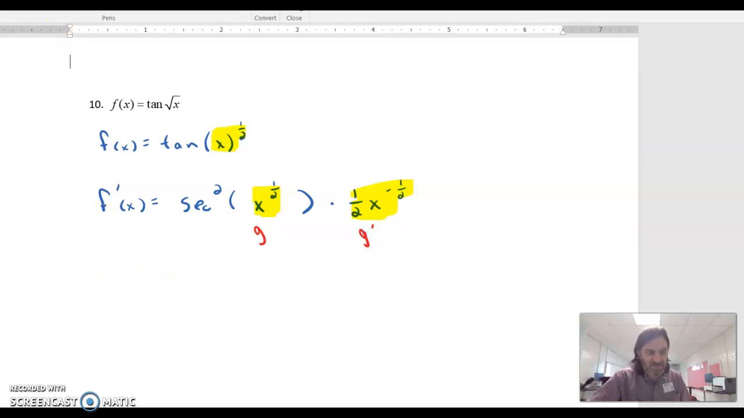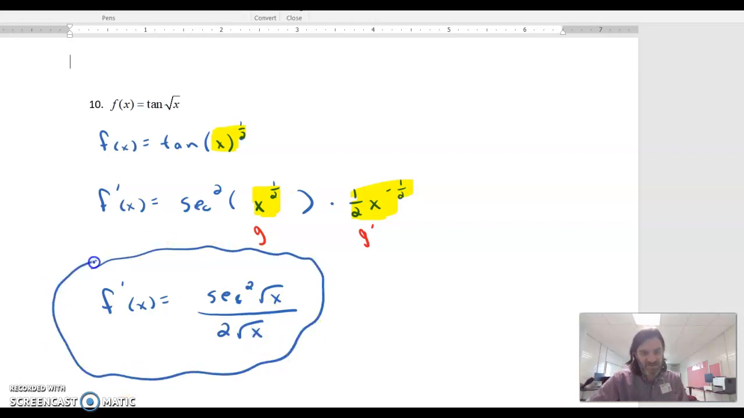So if we clean that up, which looks like it'd be pretty nice with this one, we'll have f prime equals, looks like secant squared of the square root of x. And let's write that just a tad bit neater. And that's all over 2 square roots of x. And that square root of x on top is inside a secant function, so it doesn't negotiate directly with the square root of x on the bottom, so please don't cancel those out. Okay, so there's probably the best way to write that derivative.